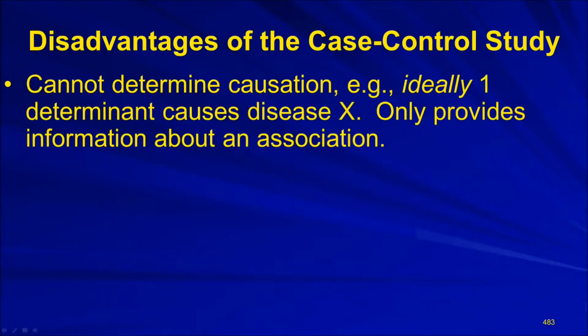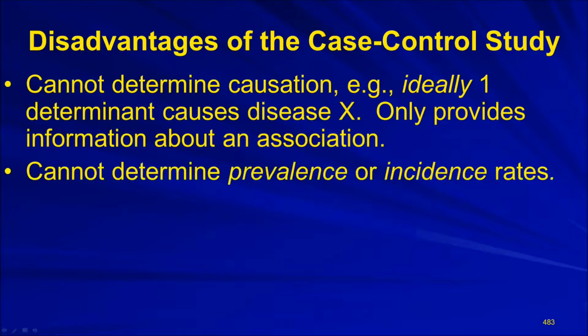Disadvantages: cannot determine causation. Ideally, one determinant causes disease X, and we talked about that. Only provides information about an association, a connection, a relationship, or a correlation. So I've used 4 different words to explain the same thing. And the next, cannot determine prevalence or incidence. Only a cross-sectional study can determine prevalence. And we'll talk about incidence here in a minute.